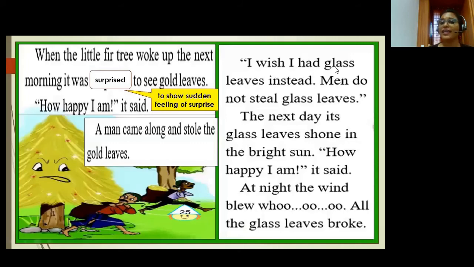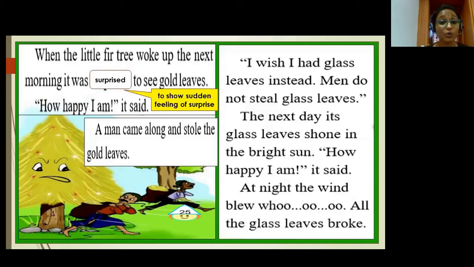I wish I had glass leaves instead. Men do not steal glass leaves. The next day, its glass leaves shone in the bright sun. How happy I am, it said. At night, the wind blew. Ooh! All the glass leaves broke.